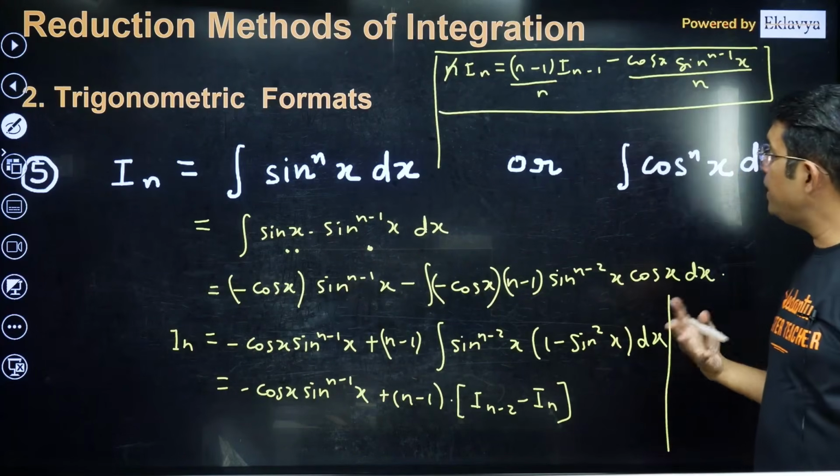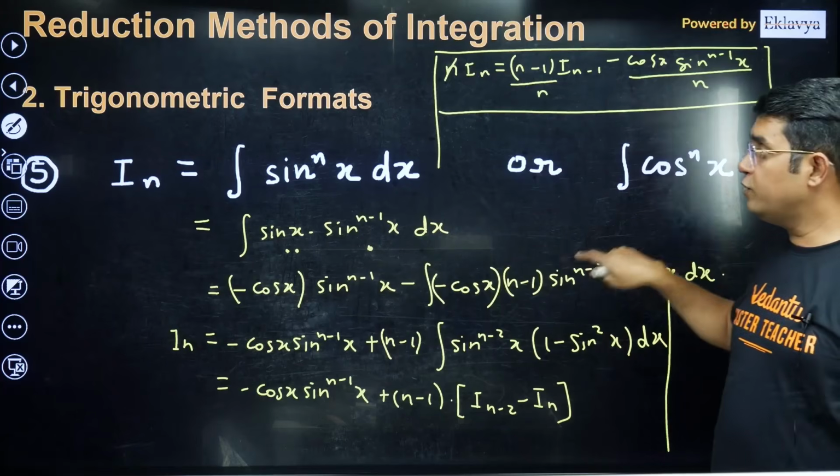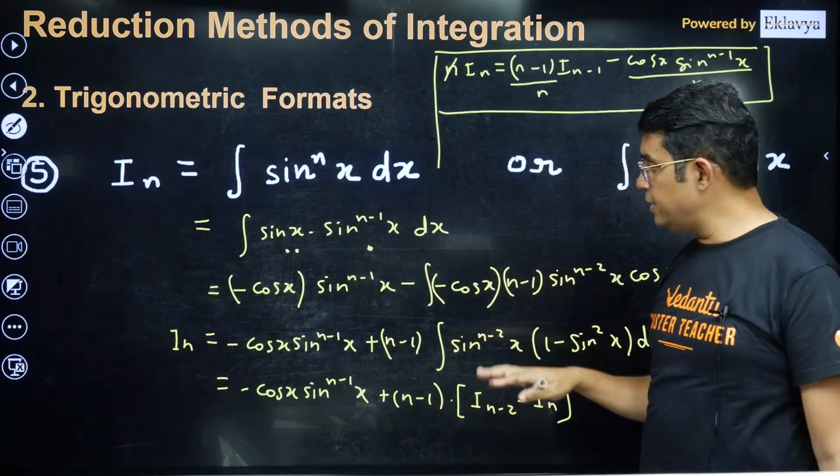Now, one very important result comes after this. Cos power nx is also very similar. There is no change, just write cos in place of sine, that's it.